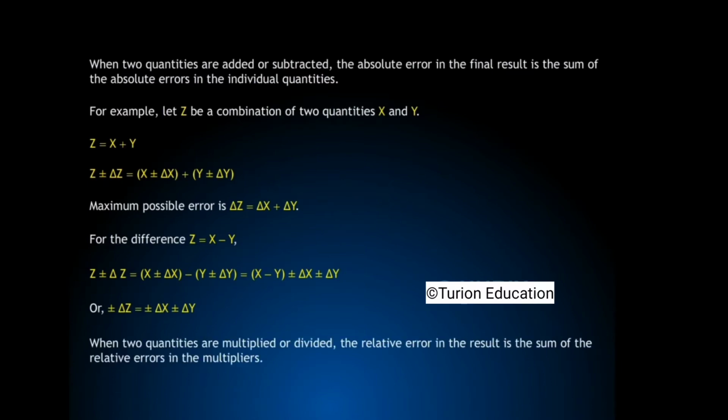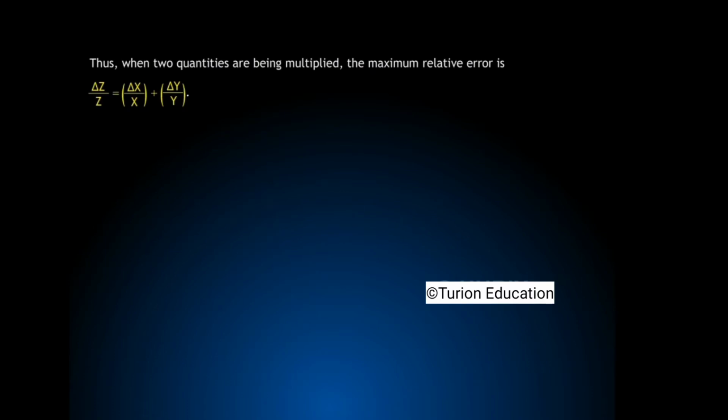When two quantities are multiplied or divided, the relative error in the result is the sum of the relative errors in the multipliers. Thus, when two quantities are being multiplied, the maximum relative error is delta Z by Z equals delta x by x plus delta y by y.